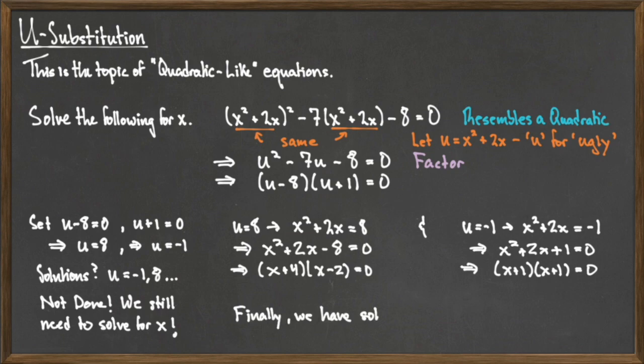So the whole idea of U-substitution is to take something that looks like a quadratic and set up a dummy variable that we call u. We first solve for u, and once we have u isolated, we replace it back with what it originally stood for and then solve for x. In our next video, we're going to talk about how to deal with equations that don't factor.